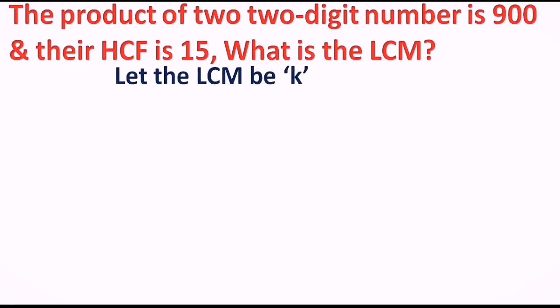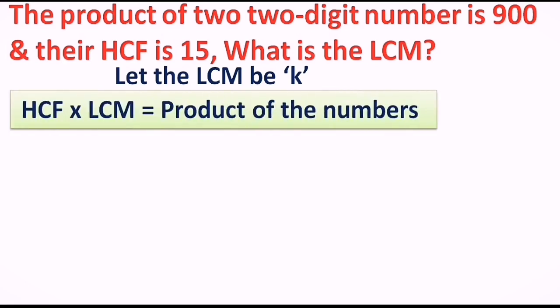Okay, because the value is not given to me, I need to write the property or the relation between this HCF, LCM and the product of the numbers, right? The property says the product of HCF and LCM is always equal to the product of the numbers of which we have found those HCF and LCM.